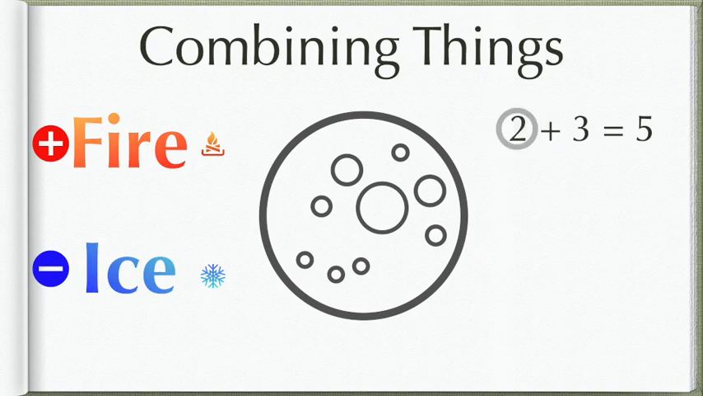So the 2 is positive. Fire is positive because it's hotter. So I'm going to add 2 fires to my soup. Then we look at the plus 3. So now I add 3 more fires to the soup, and I end up with a total of 5 fires. So if the soup started out at a flat 0 degree temperature, and I added 2 fires and then 3 fires, it's now at a 5 degree temperature.